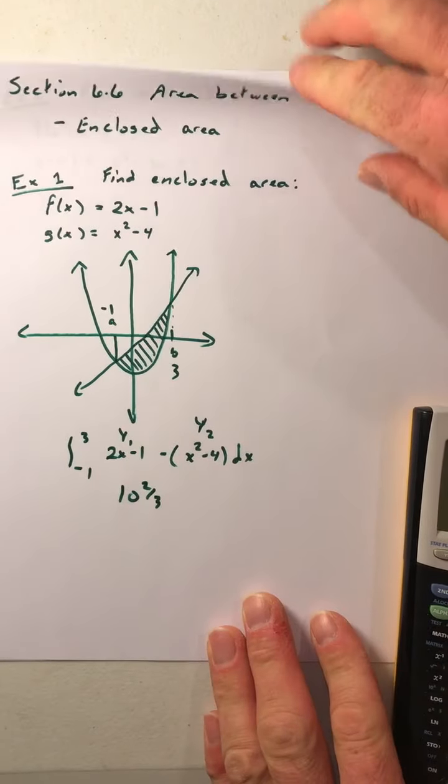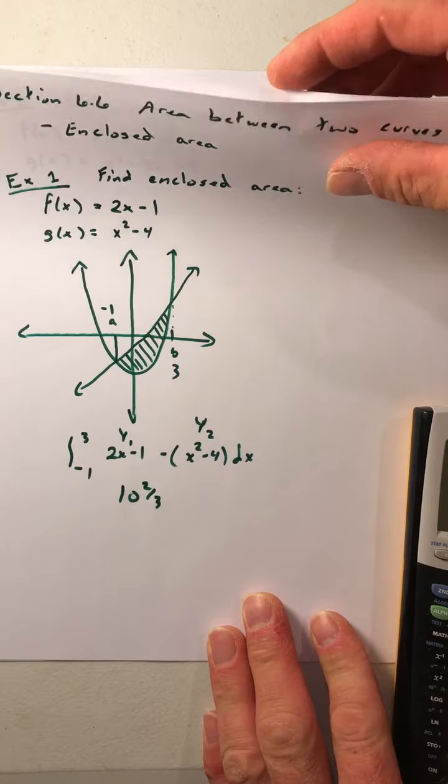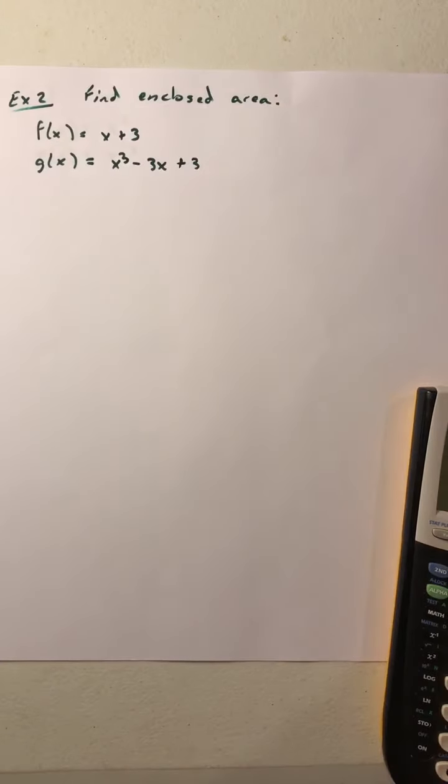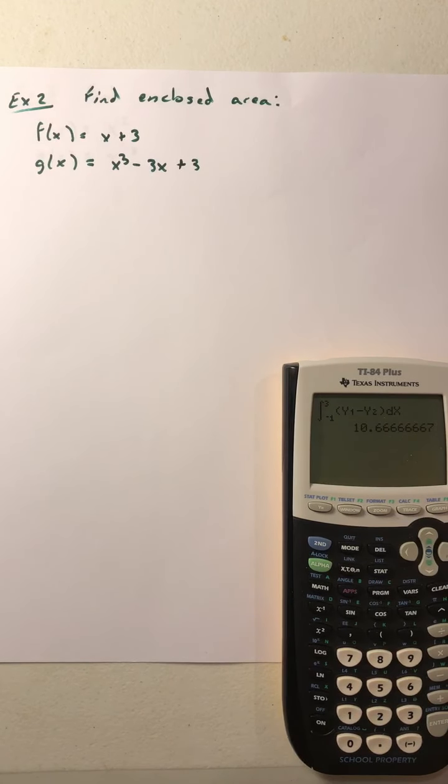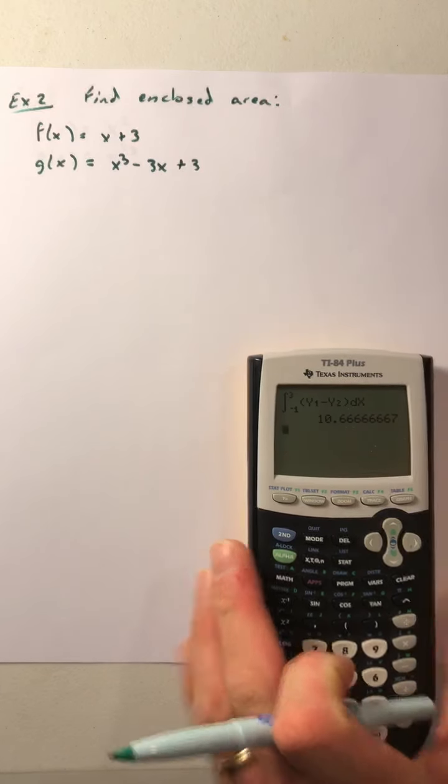I have just a couple of examples again today. It should be nice and quick. Shouldn't be too miserable for us. So here we have f of x is x plus 3, and g of x is x to the third minus 3x plus 3. And we're looking for the area enclosed by these two graphs.